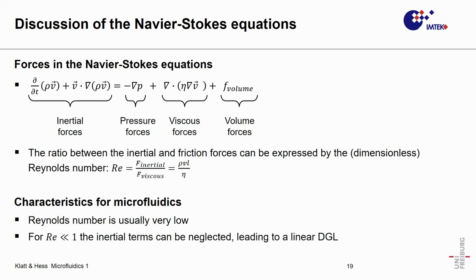In microfluidics, the Reynolds number is usually very low. And what does it mean if we have a very low Reynolds number? This means that the friction is very high in our system. So the viscous forces dominate the inertial forces, and this means that the inertial terms can be neglected. So the left-hand side of the Navier-Stokes equation becomes 0, and this means that we have a linear differential equation.